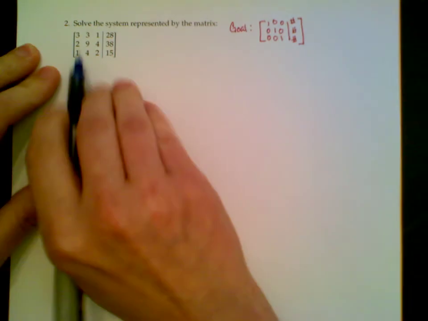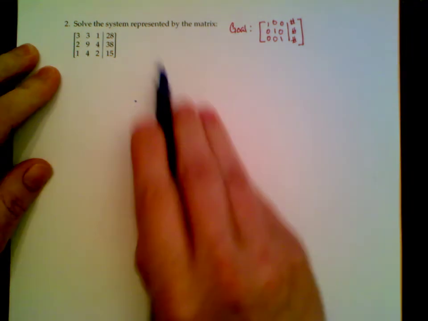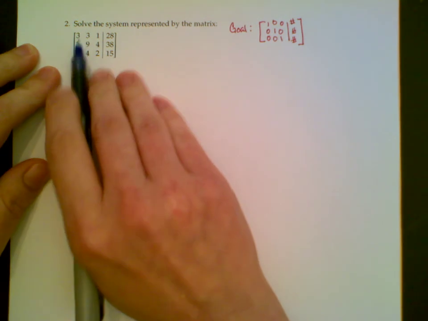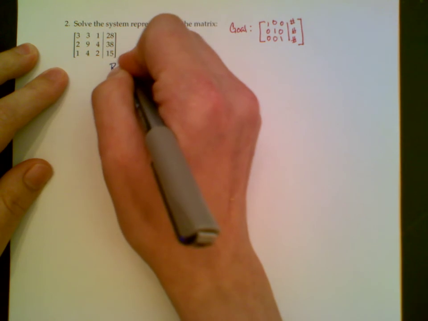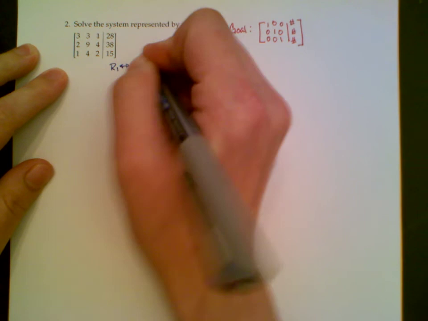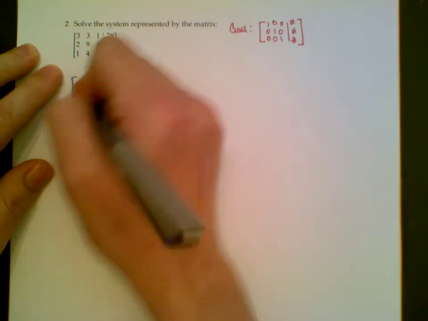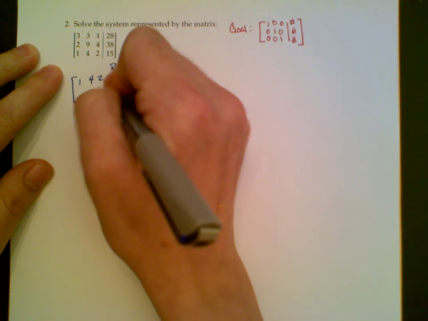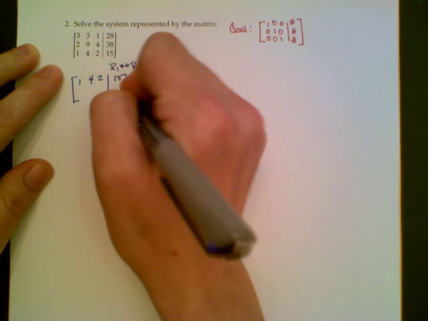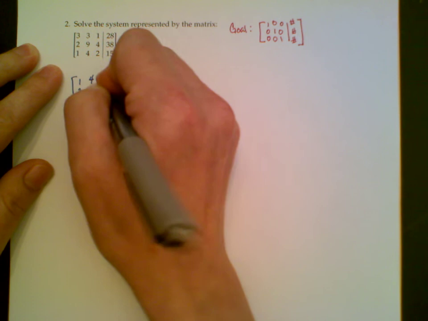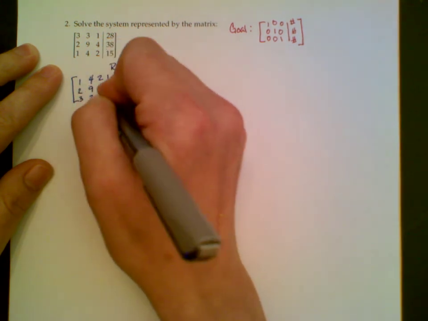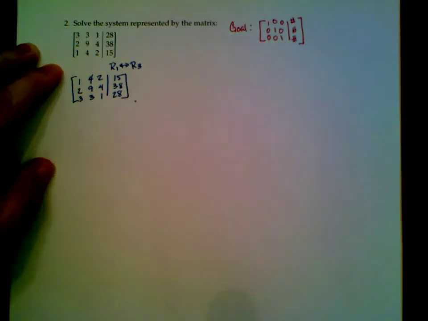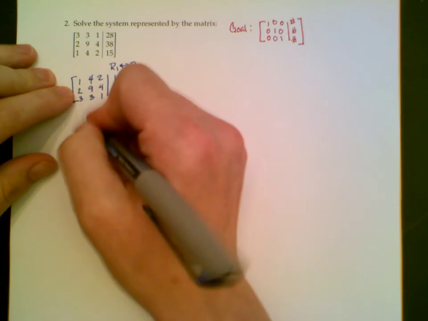Then the easiest way for me to get a 1 where I want it in the first column is to swap rows 1 and 3. So row 1 swapped with row 3. Then I recopy row 2 as it is. And 3, 3, 1, 28. Alright, so now I have my 1s. I need to get my 0s in the first column.